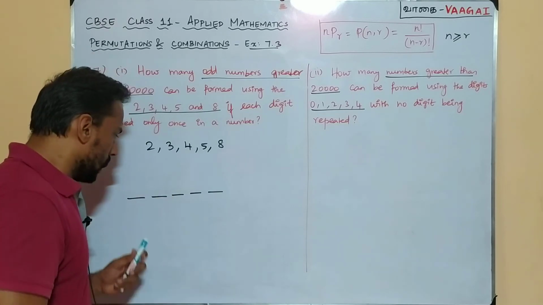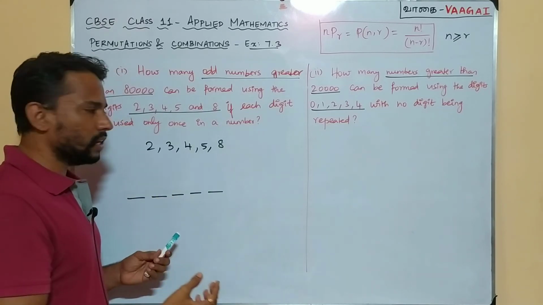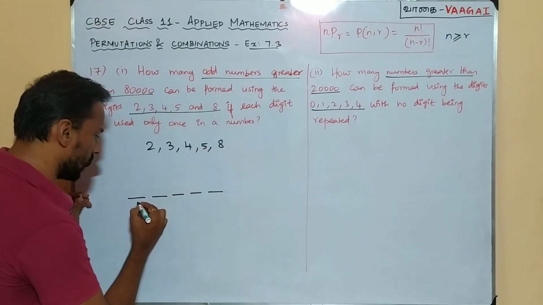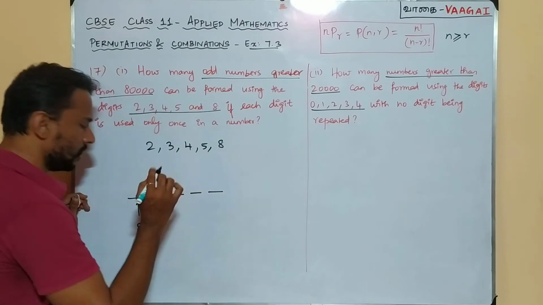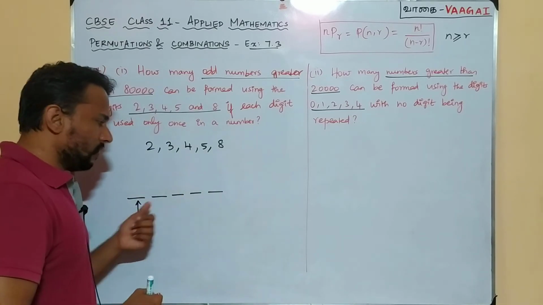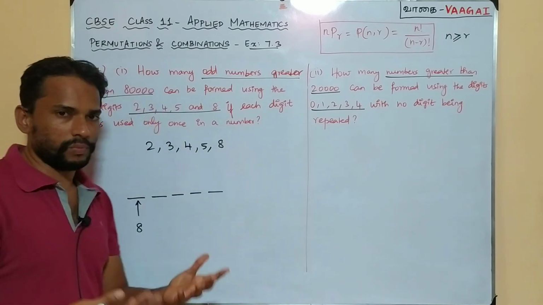So that means here this digit can only be filled with what digit? This can be filled only with the digit 8. Is it or not? So I can fill this only with the digit 8 which is given there, only then our number will be of the form 80,000 and something. So our number will obviously be greater than 80,000.